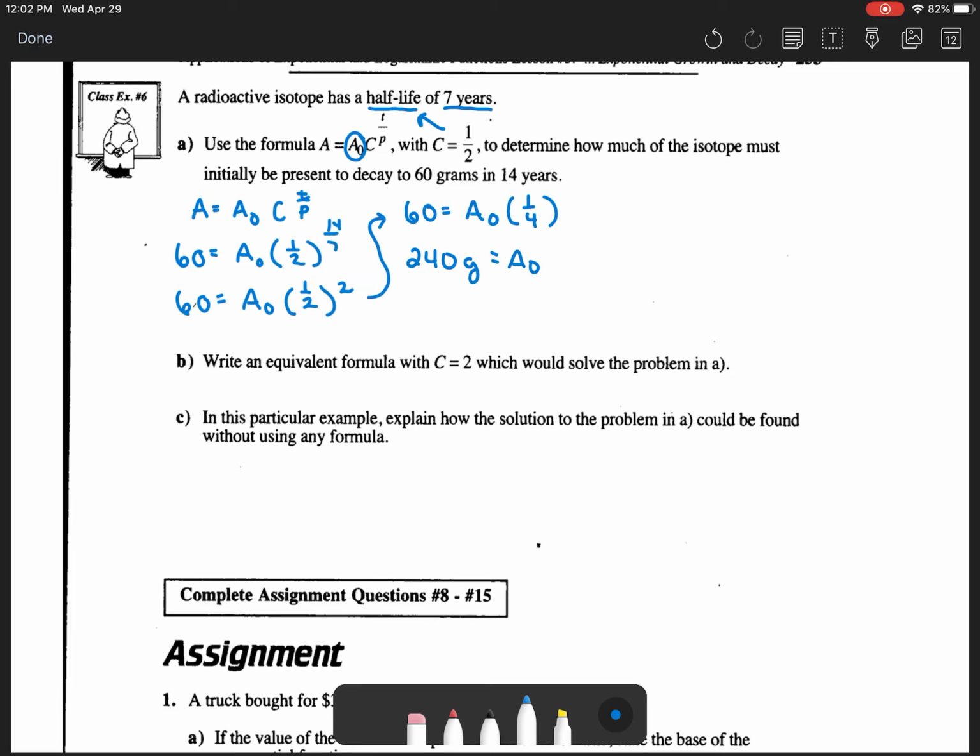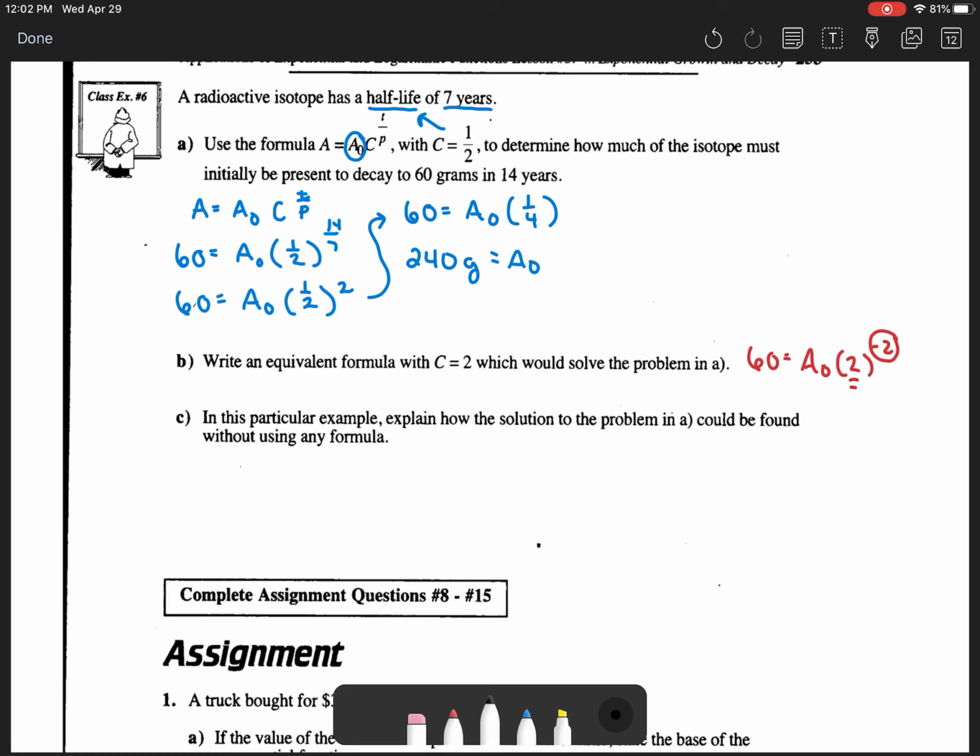Now it says write an equivalent formula, with C equaling 2, which could be used to solve the problem. So they're just saying, I don't know why, they want me to use 2 instead of 1/2. So what I would do is the following. I would just have 60 is equal to the initial amount. Now they want me to use 2 here. So what I would have to do is instead of having 2 at the top, I'd have to go negative 2, because I've changed the B value from 1/2 to 2. It's going to give you the same answer in the end. I just made the exponent on the outside negative, which would move that value to the denominator when I do the calculation. So last part of this question reads like this.